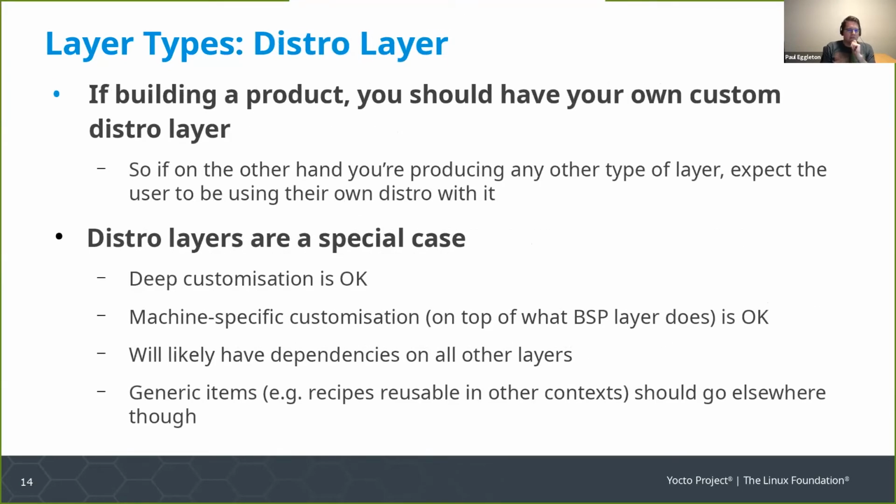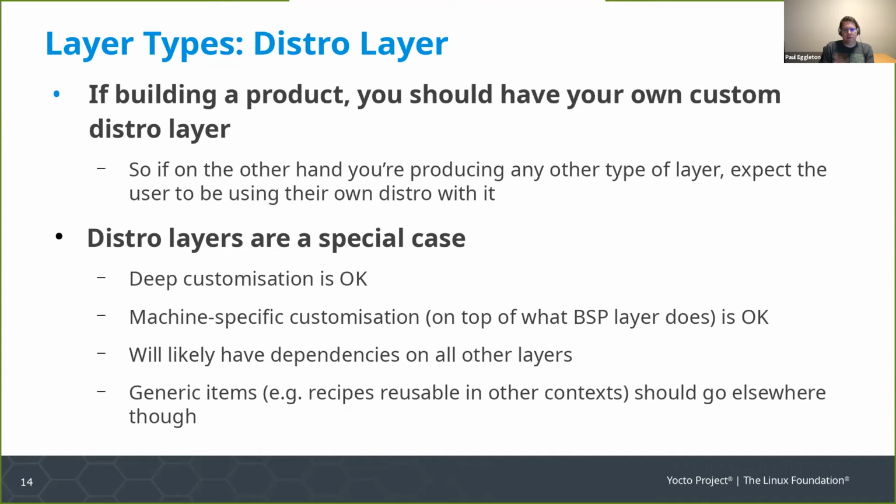So the third common type of layer would be your distro layer. If you're building a product, then you almost certainly should have your own custom distro layer to put your preferences into. And that, on the flip side, means that if you're producing any other type of layer, you should expect that the user will have their own custom distro layer that they're going to use with it.